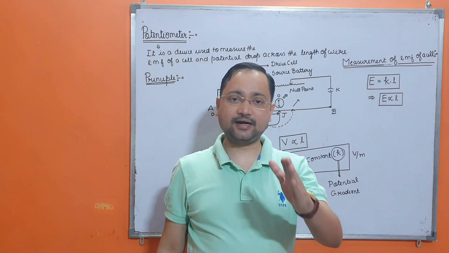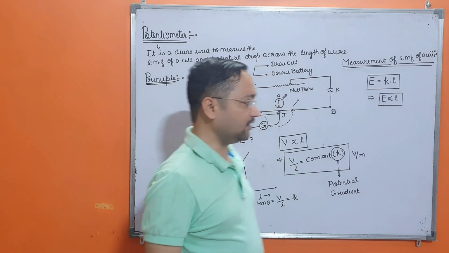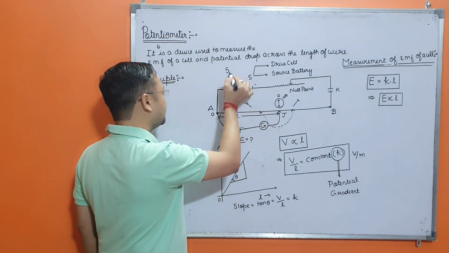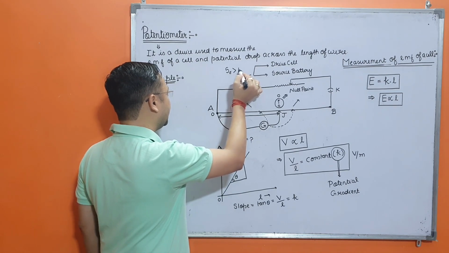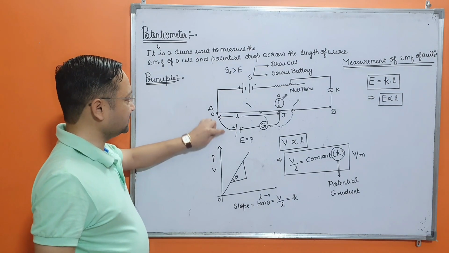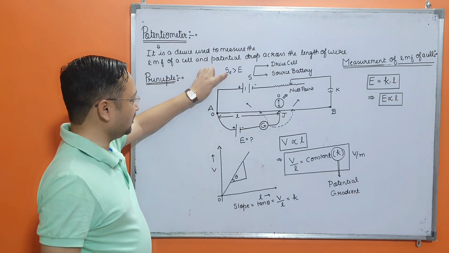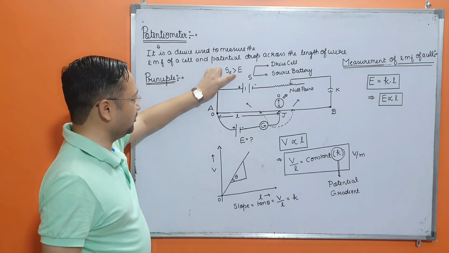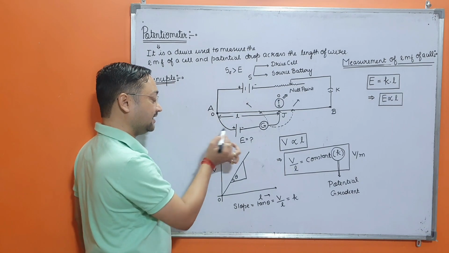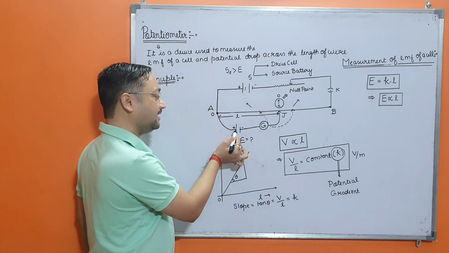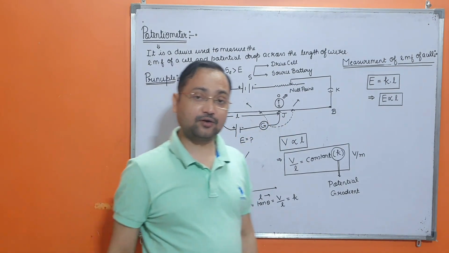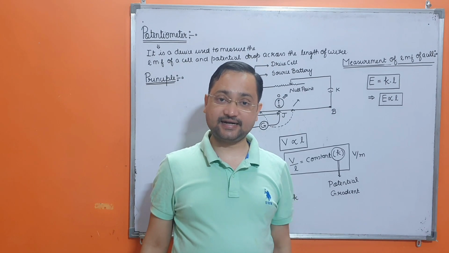You only get a one-sided deflection. The second thing is that the EMF of the driver cell must be greater than the EMF of the standard cell whose EMF you want to measure. Because if this cell has the larger EMF, it will overcome the driver cell and will drive the current in the circuit. If this cell drives the current in this branch, the current will not be zero. Again, you will not get the null point; you always get a one-sided deflection.